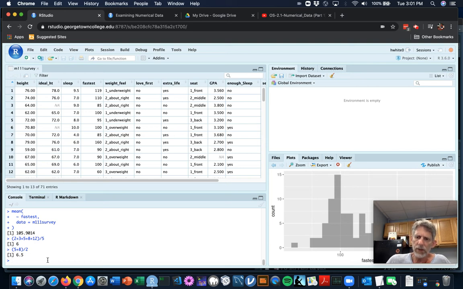So you don't have to worry about those kinds of things, because you'll be asking for medians of variables that live inside a big data set. R will take care of all of that for you.